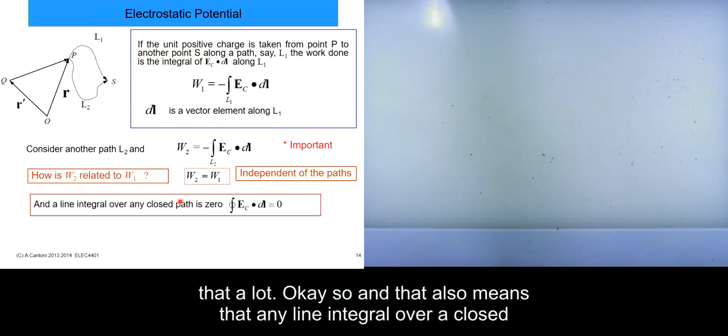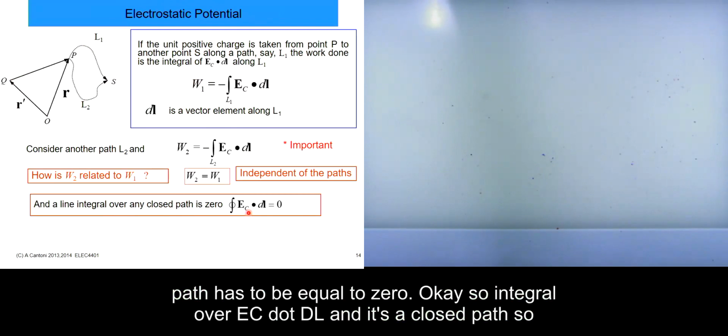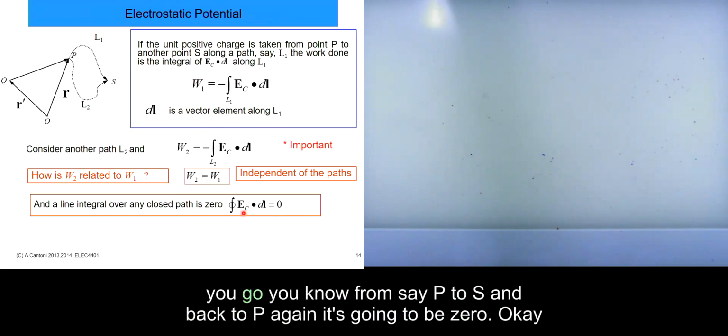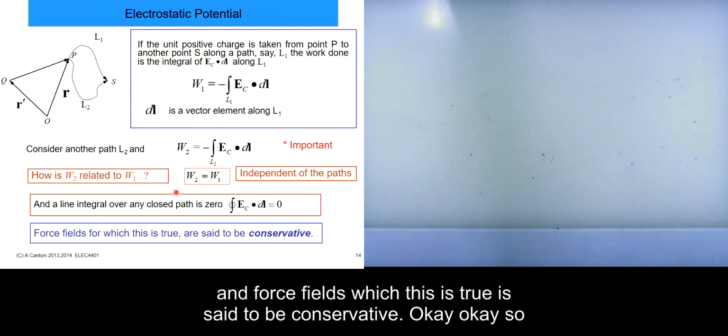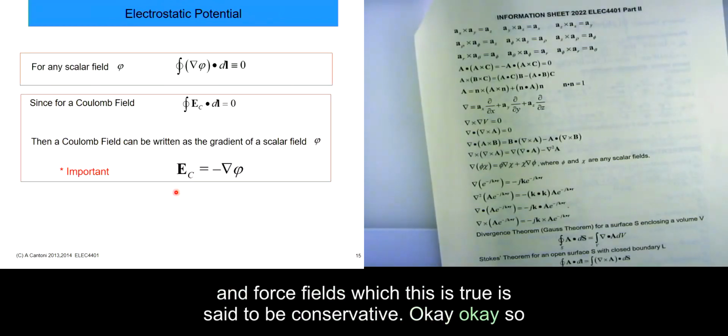That also means that any line integral over a closed path has to be equal to 0. So the integral of EC dot dl over a closed path, where you go from say P to S and back to P again, is going to be 0. Force fields for which this is true are said to be conservative.